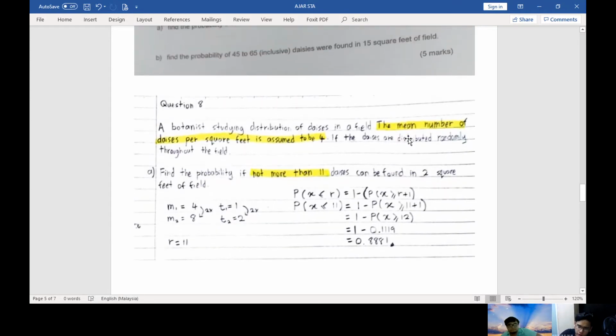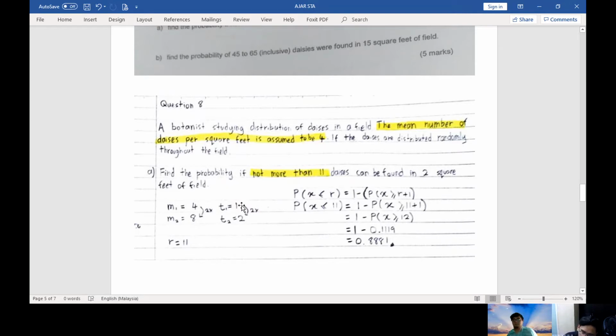So we have here already the mean number of daisies per square feet. The mean is equal to 4 per square feet, which means per 1 square feet. So the T actually is square feet. For question A, it said it can be found in 2 square feet. So we must have T2, which is 2.